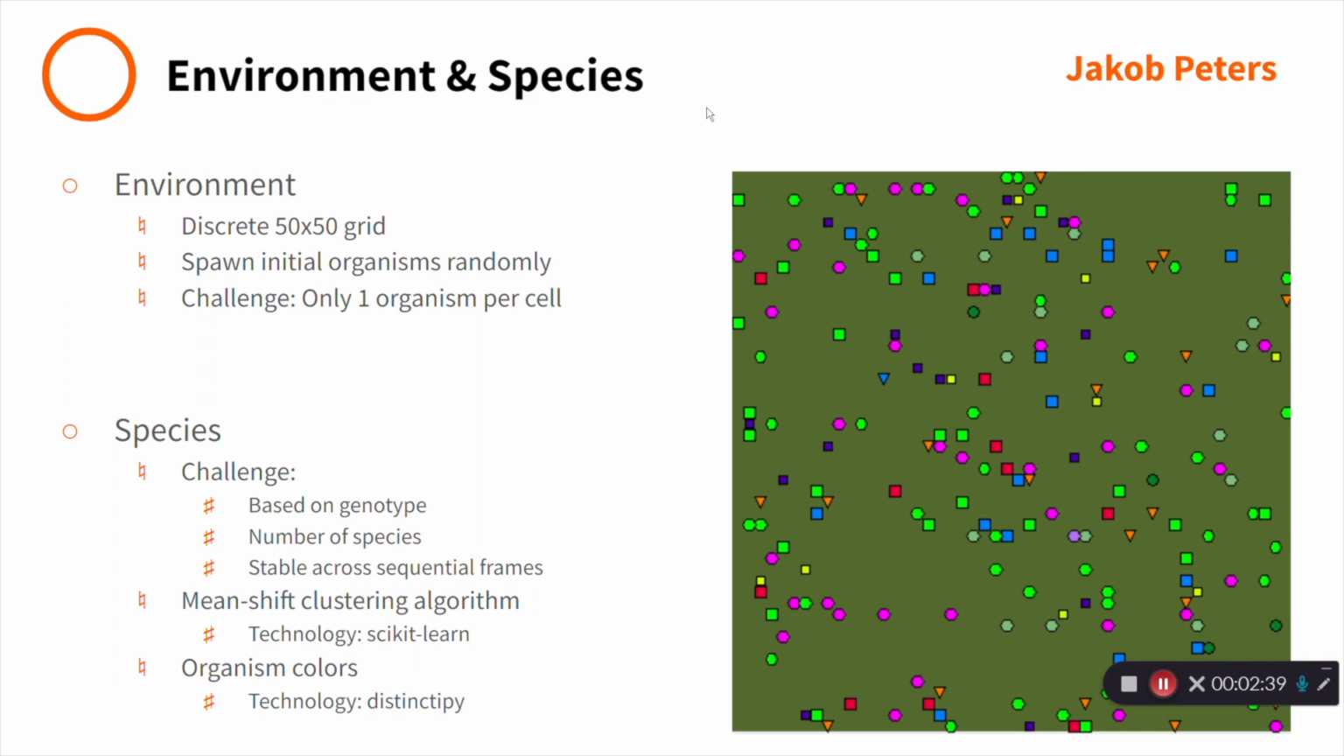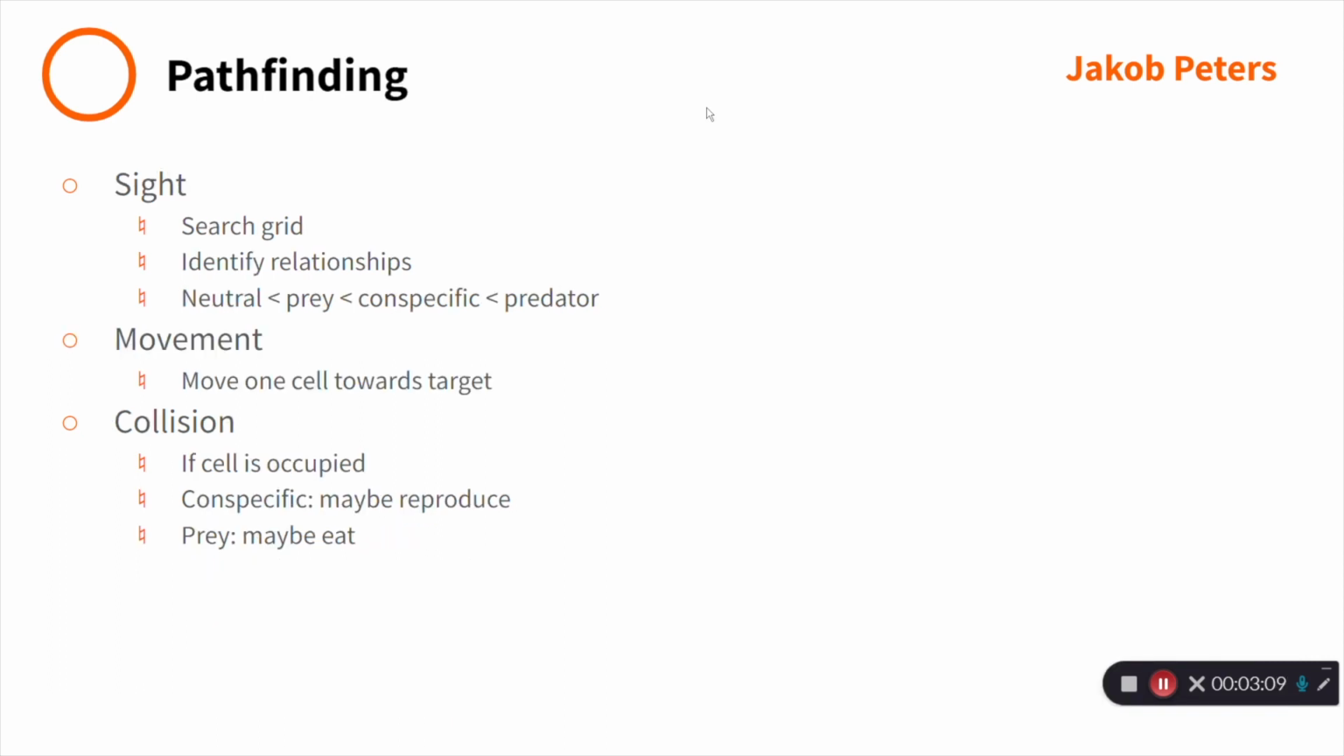So I did some research and I found the mean shift clustering algorithm, and I implemented that using the scikit-learn library. In addition to that, I used the distinctipy library, which generates distinct colors based on a given set of colors so that it's easy to visually distinguish between each organism. I also worked on the pathfinding.